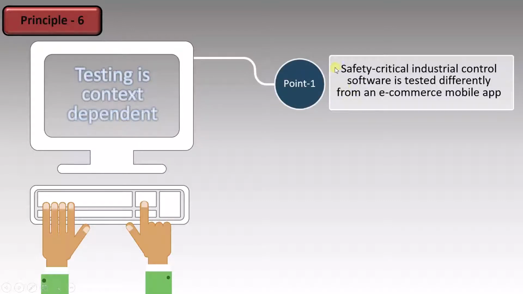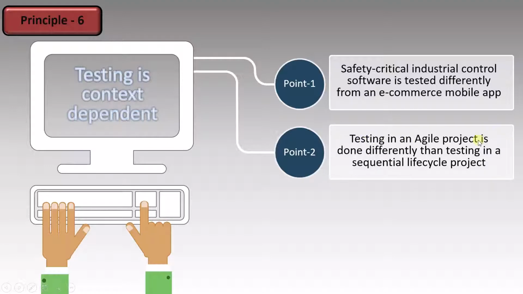Point 1. Safety critical industry control software is tested differently from an e-commerce mobile app. So, a mobile application and a safety critical software will be tested differently. We can't use the same process for both applications. Now, point 2. Testing in an agile project is done differently than testing in a sequential lifecycle project. Our methods of testing in an agile project are completely different from how we test in a sequential lifecycle project.